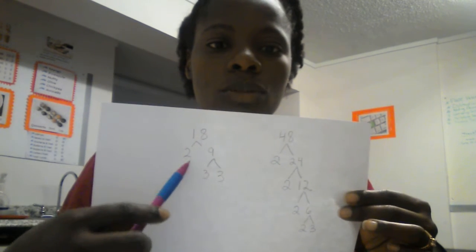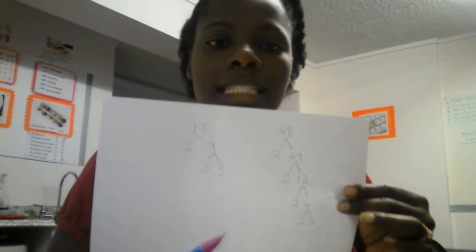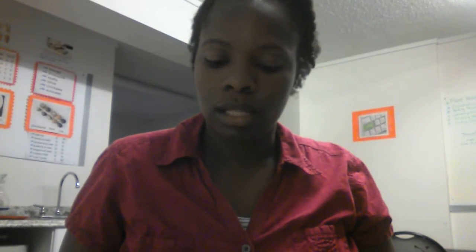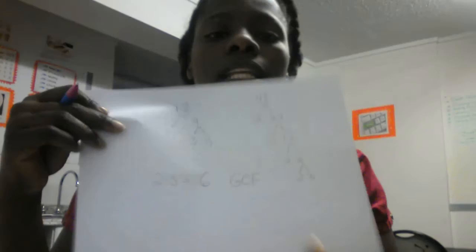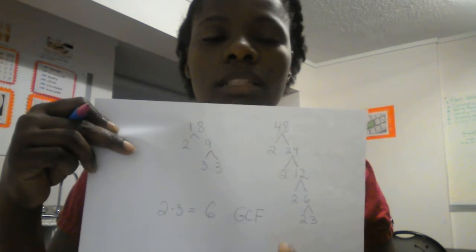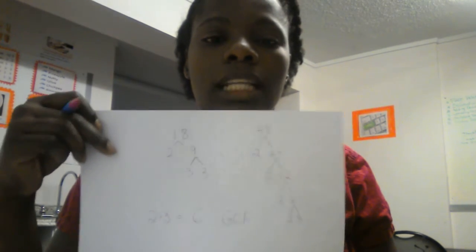So there's 2 and 3 here, 2 and 3 here. So that's 6. 6 is my greatest common factor, or 2 times 3 is my greatest common factor. Now you will often see GCF, which is the acronym for greatest common factor that you should be aware of.